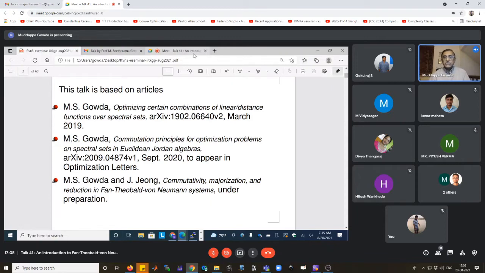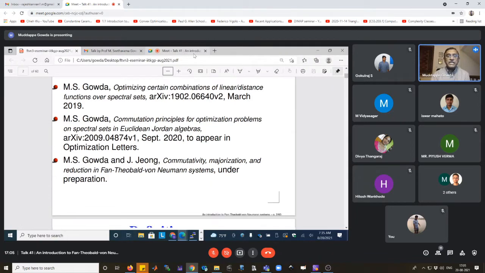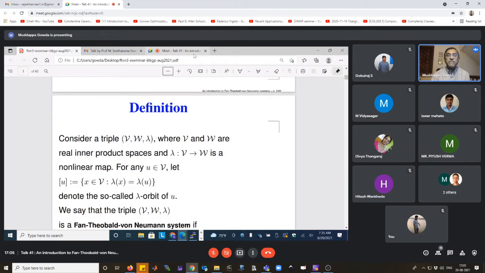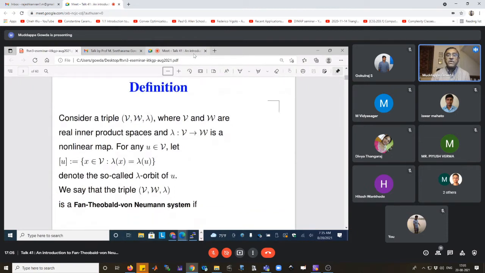Okay, so let me start with the definition of a Fan-Theobald-von Neumann system, and I'll start with some examples and describe some properties. So the definition is very simple. We look at a triple V, W, lambda, where V and W are real inner product spaces, and lambda is a map that goes from V to W, and this map can be nonlinear.